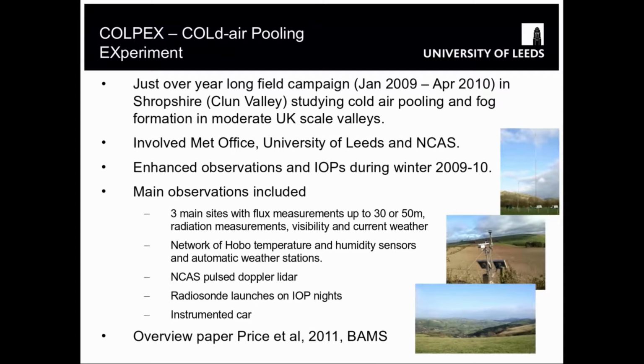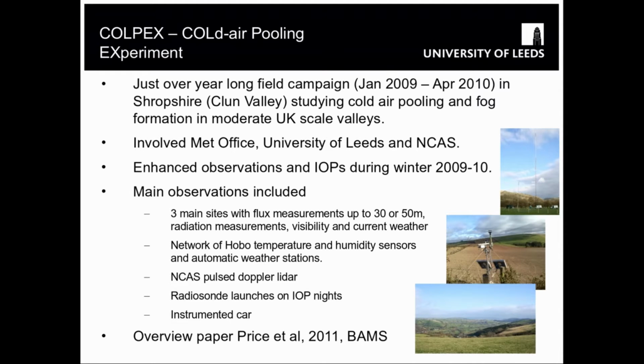So the project started off with a big field experiment, which ran over the winter, well, the year 2009, 2010, so about 10 years ago now, with really focused observations from about September 2009 through to April 2010. The field site was in Shropshire, on the England-Wales border in the Clun Valley. It's a beautiful part of the world. So a few photos there, and you can see it's very gentle, rolling hills. Many of the previous studies of cold air pooling have been on much larger scale mountains, mountain ranges in the Alps or in the Rockies in the US, for example. But we were interested in smaller scale UK topography.